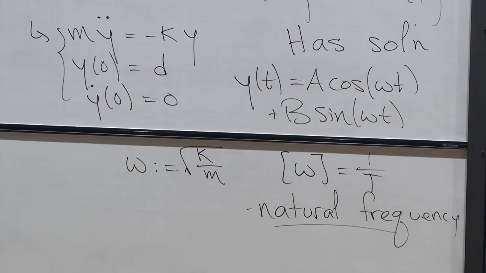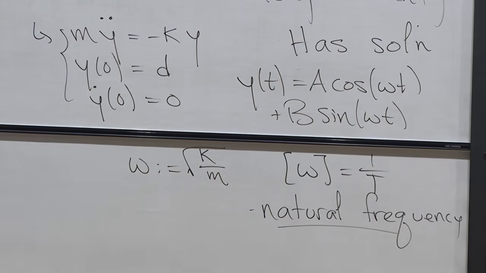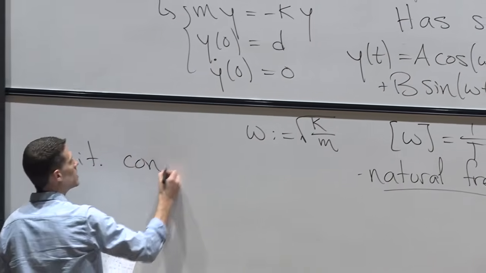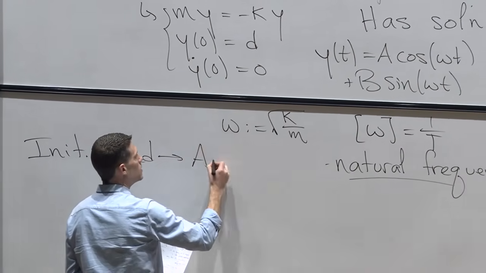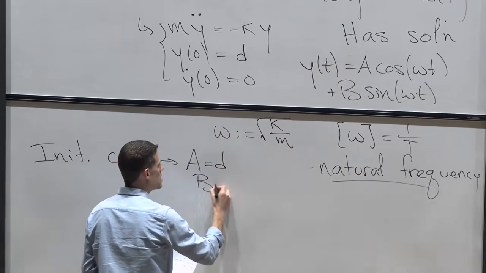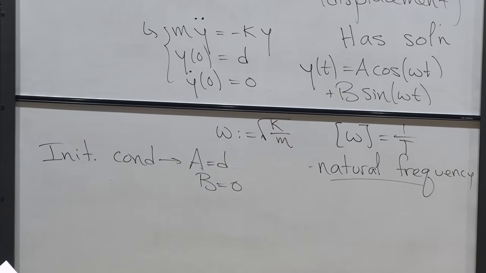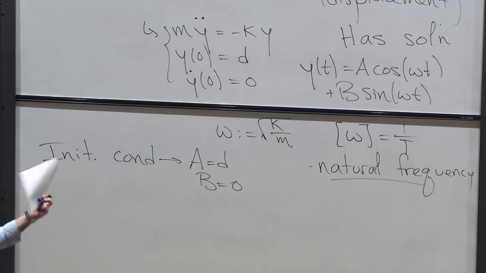Right, and then if I apply those initial conditions, I get that A is d, B is 0. Not surprising. My spring is simply oscillating, and there's no drag in this, so it never stops oscillating.